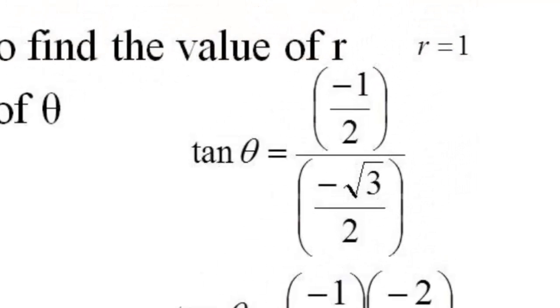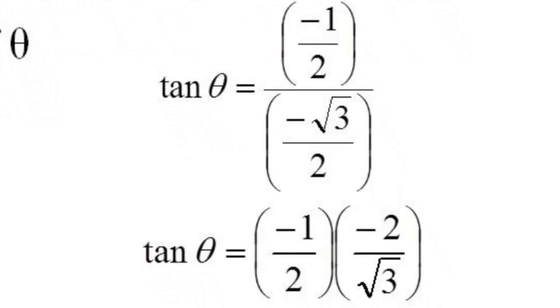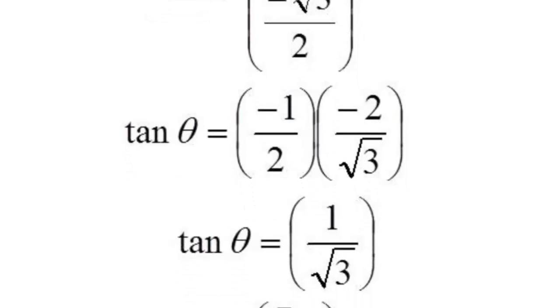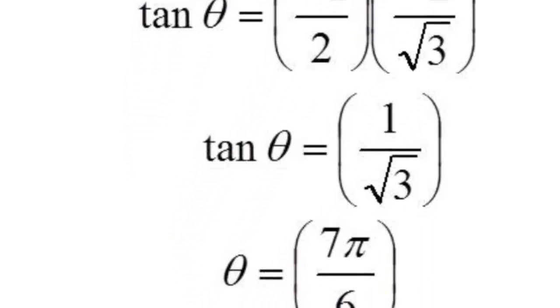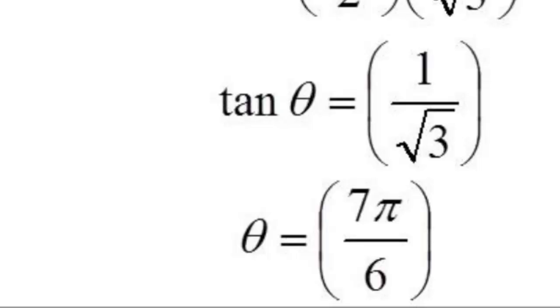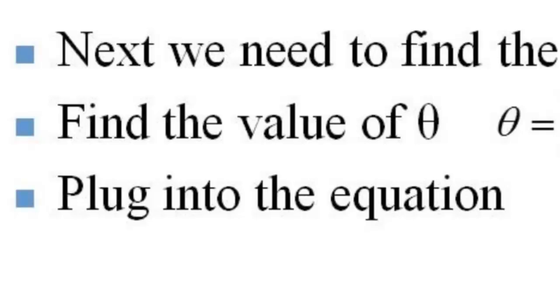We're going to use the tangent function. Tangent is y over x. So our y was negative 1 half. Our x was negative square root of 3 over 2. Because we were in quadrant 3, we have negative 1 over 2 times negative 2 over square root of 3, which gives us 1 over the square root of 3 for a tangent, and tangent is 1 over square root of 3 at 7 pi over 6. Now that we have our r and our theta, we can plug them into the equation.